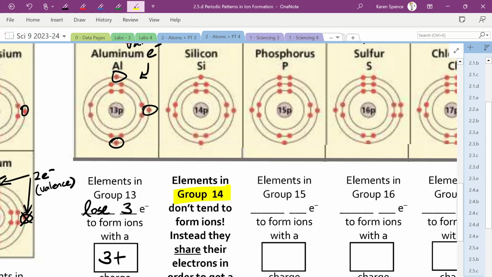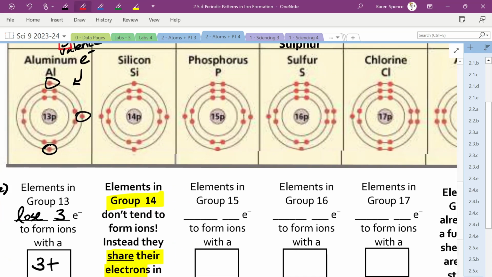Elements in group 14 do not tend to form ions. Okay, they just don't. Instead, they tend to share their electrons, and we'll look more at that in the next unit. So you can just say they don't gain or lose. I'm never going to make you draw a carbon ion, because they don't really exist very often. Not that they never do, but not very often.